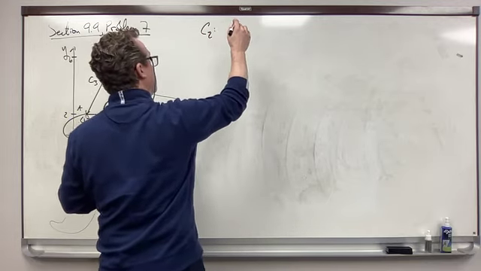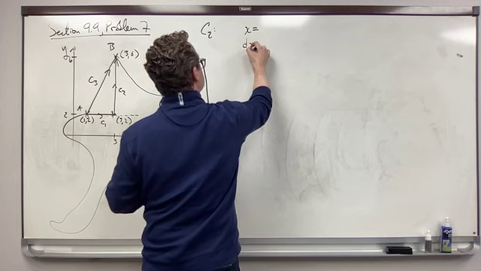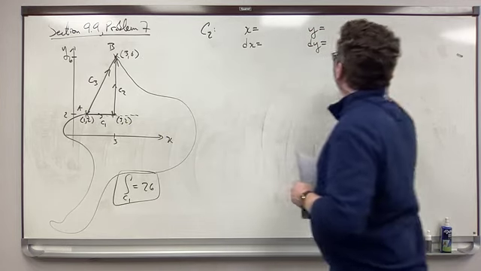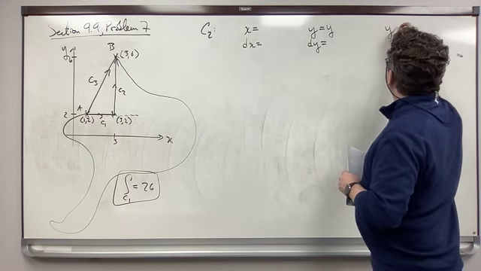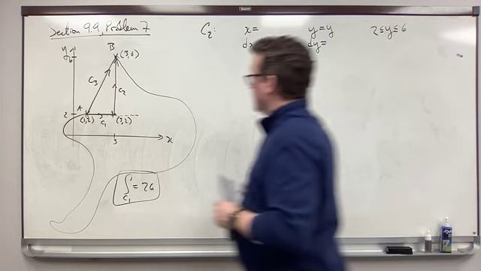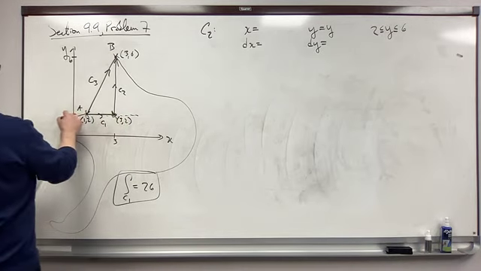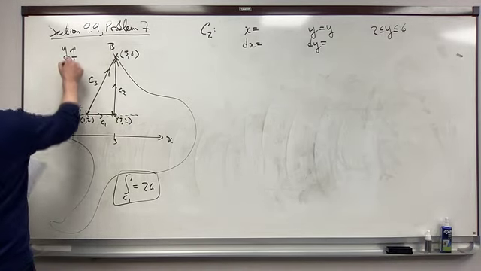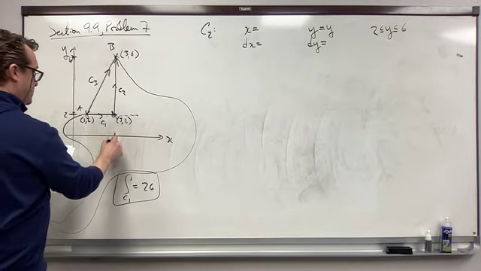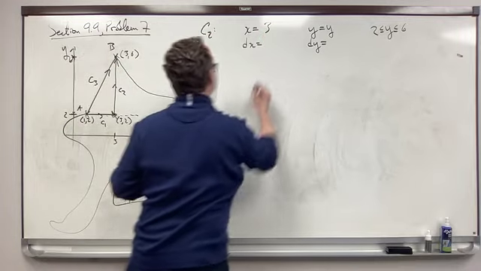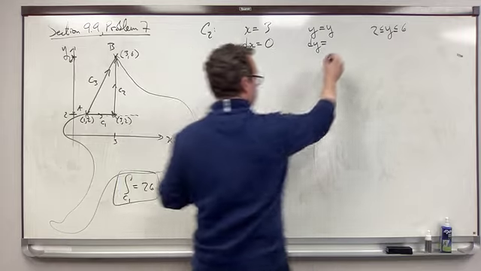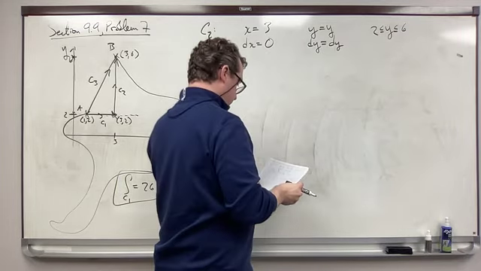Okay, so along C2, what is x? What is dx? What is y? What is dy? Well, y equals y for y between 2 and 6, because y starts at 2 here and goes up to 6. What does x equal along this thing? Well, x is constant at 3. What is dx along this path, straight up and down? It's 0. And dy is just dy.